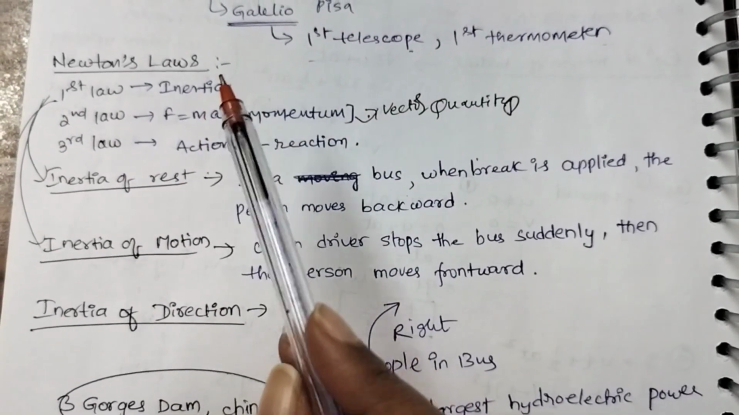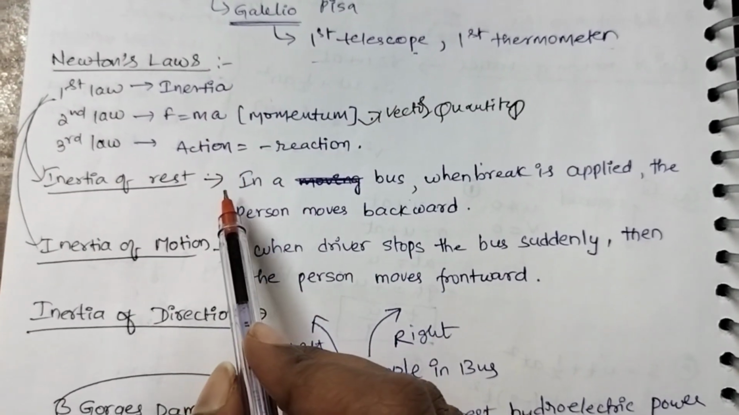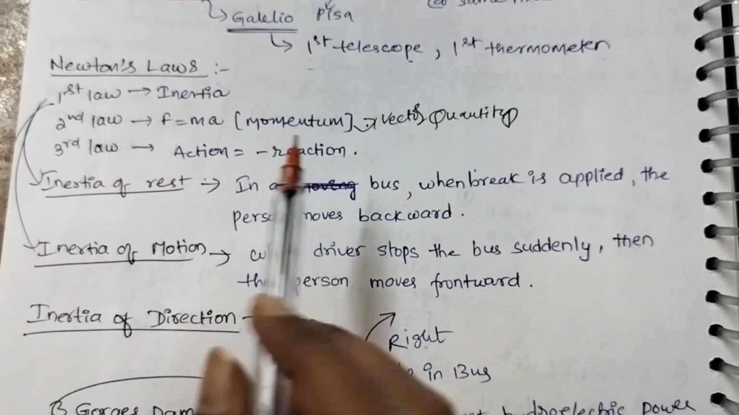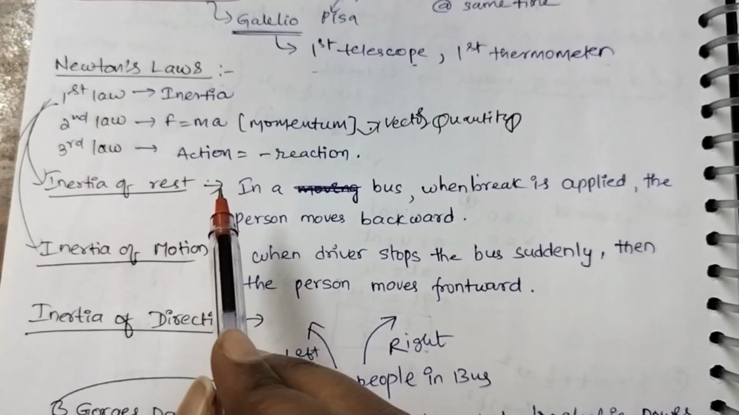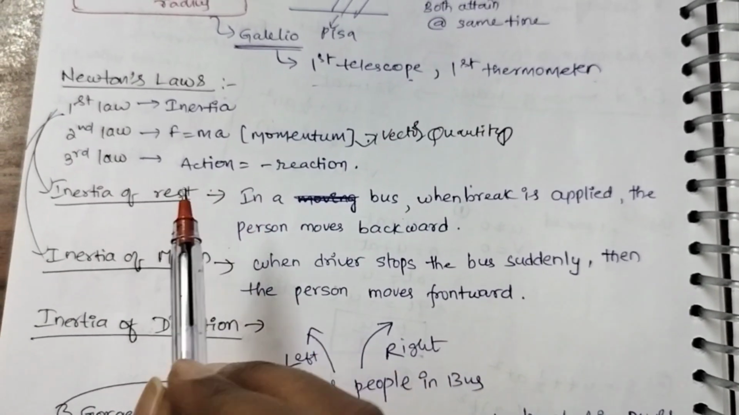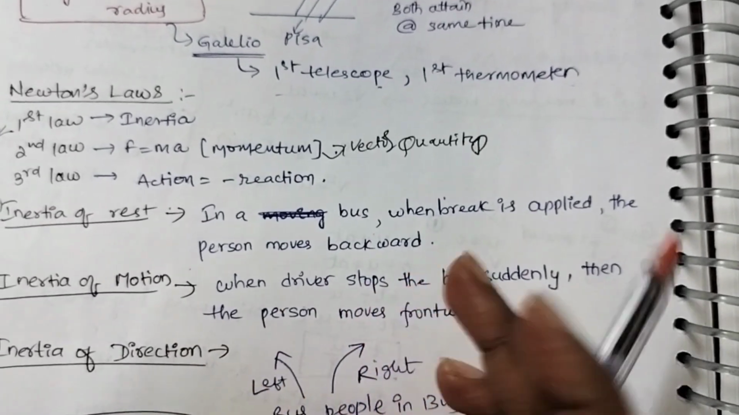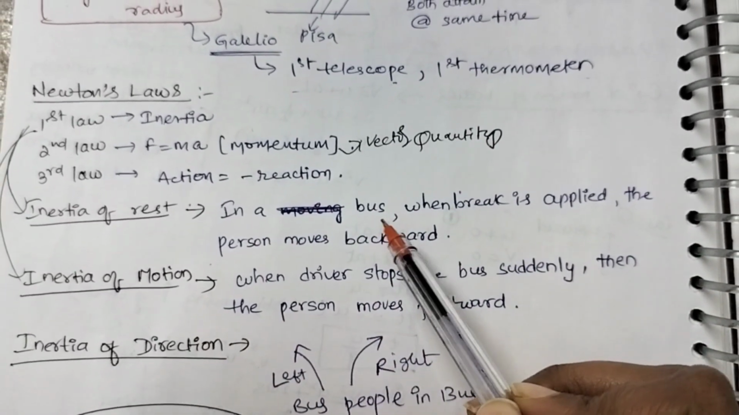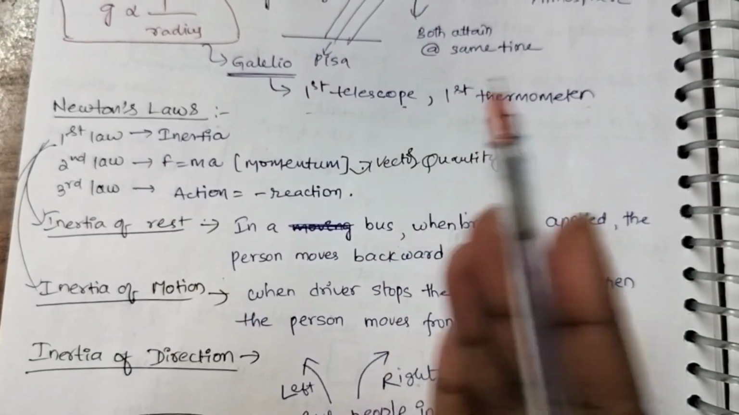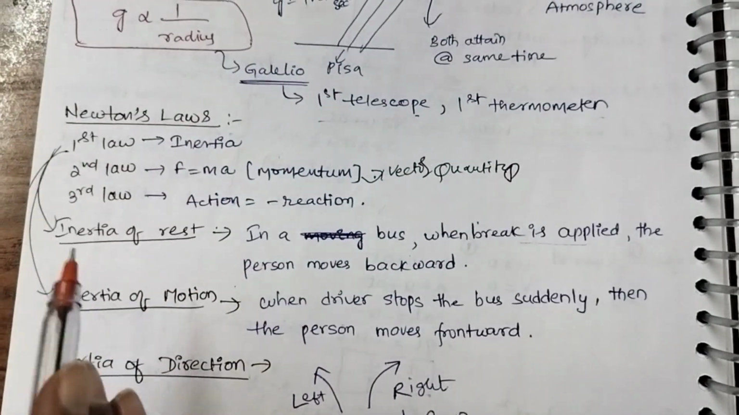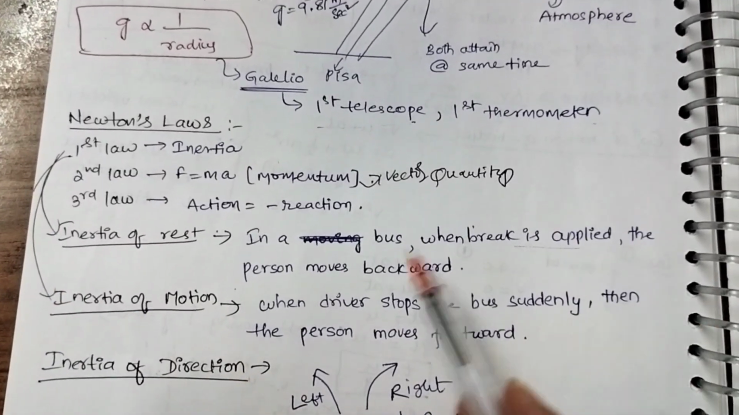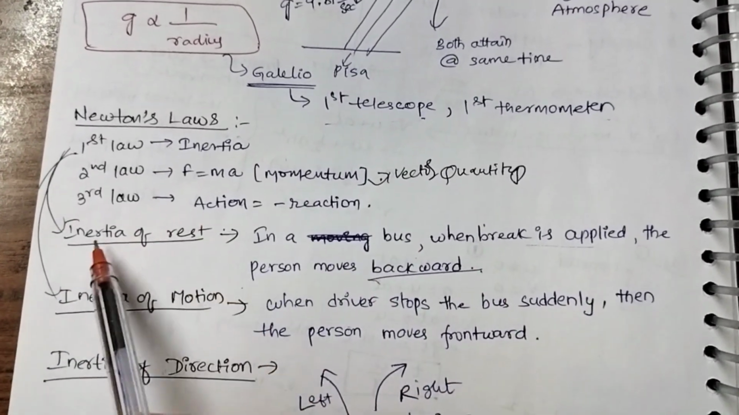If a body is at rest, it will remain at rest unless or until some external force acts on it. What is the example? In a bus, when the brake is suddenly applied, the person moves backward because he wanted to be at rest still, but when some external force is applied, he comes backward. This is the example of inertia of rest.